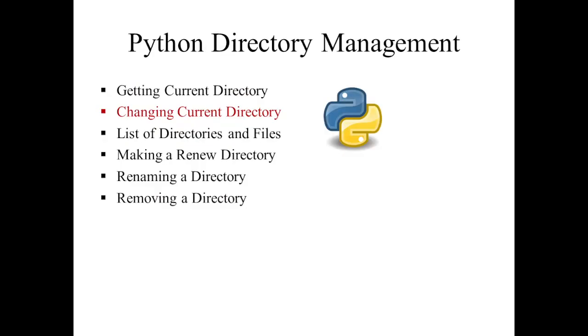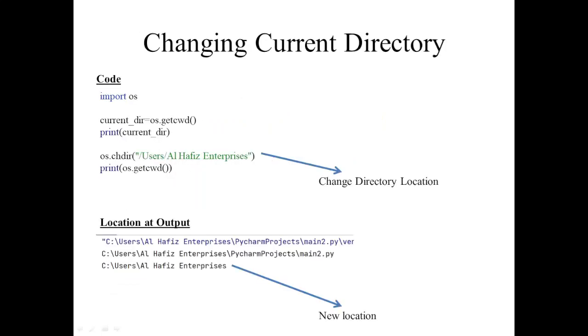Next we will learn how we can change the current working directory of our system. In order to change the current working directory, we use a method called chdir. It stands for change directory. We will put the module name at the start, and then we will assign the new location in brackets. Whenever we assign the new location, it will be printed when we print the current working directory.